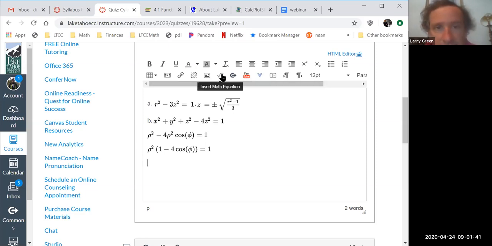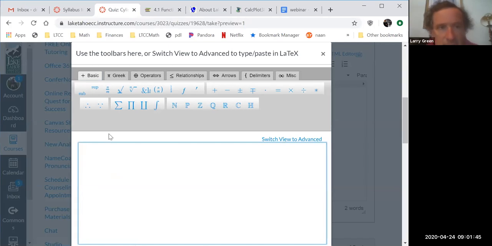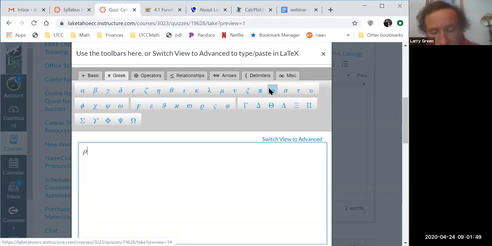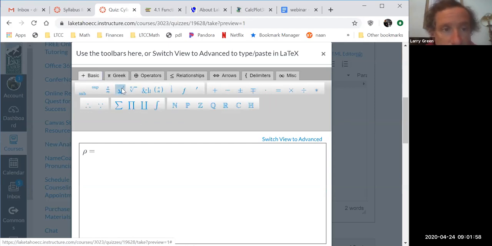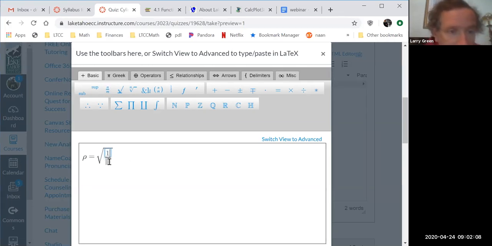And let's do that. So we get rho is equal to the square root of a fraction. We got a 1 on the top, and we have a 1 minus 4 cosine squared of phi.